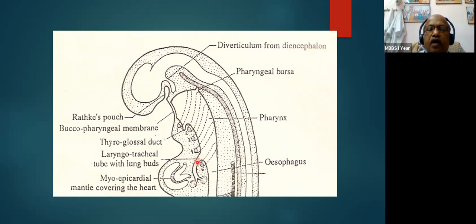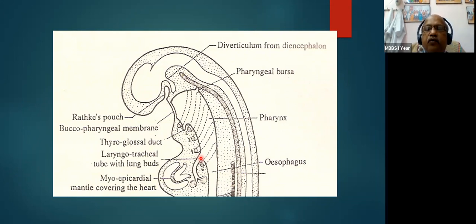Now if you see this, the respiratory diverticulum or lung bud originates from the foregut. That's why the original communication between the respiratory system and your GIT is maintained. It is maintained in adult life also, which we are going to read in head and neck: the laryngeal inlet of the larynx, the communication between the pharynx and larynx.